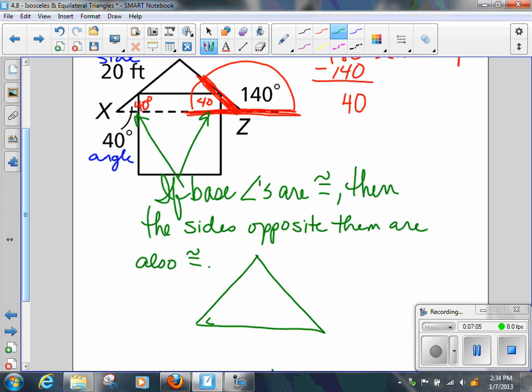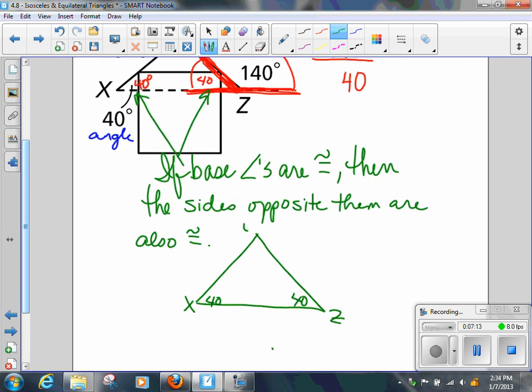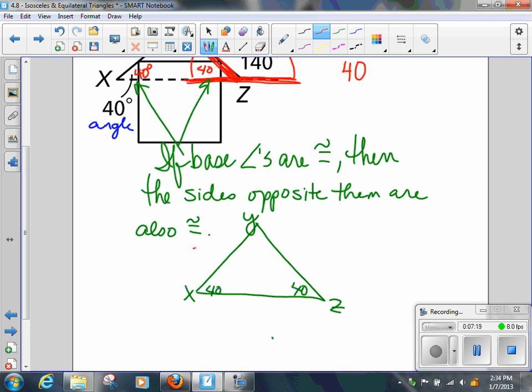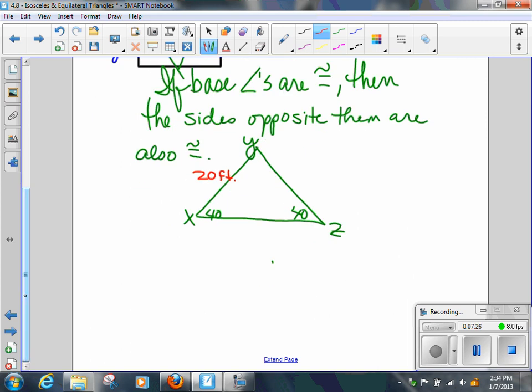if I were to have 40 and 40, X, Z, Y. And that's 20. Then what can you tell me about YZ? It's 20 feet as well, because these two angles are congruent. Those two sides are congruent. Does that make sense?